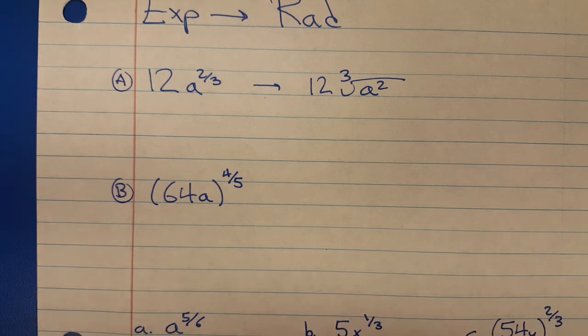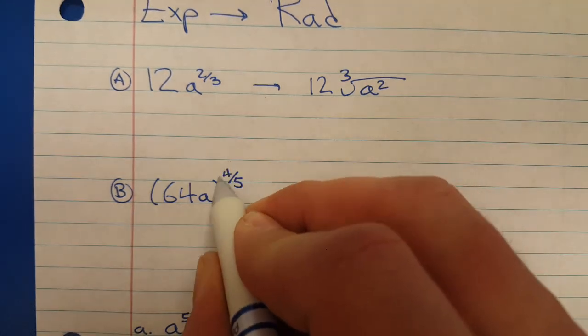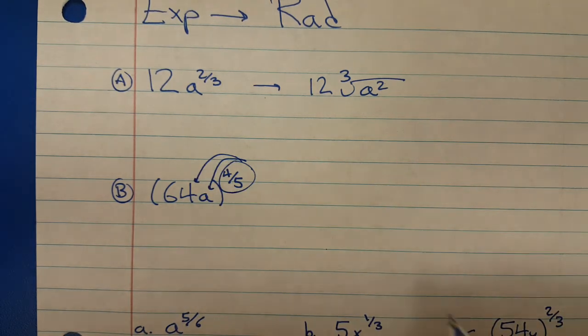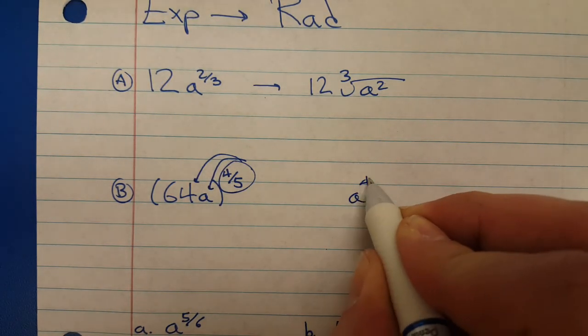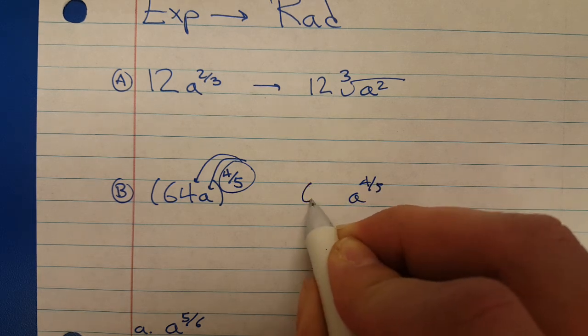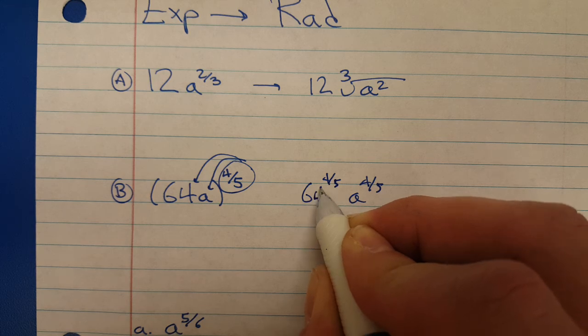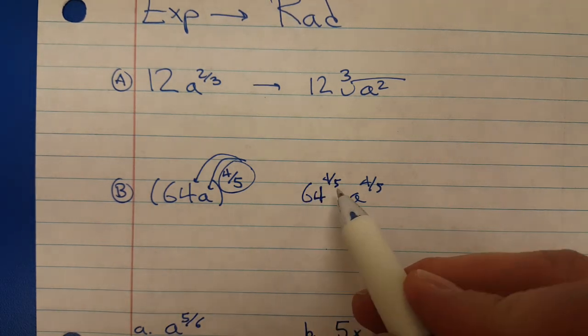64a to the 4/5. Now you're really not going to like me here on this one. You have to treat it like a frying pan, okay? So 4/5 is going to multiply this, and 4/5 is going to multiply that. So that means we have a to the 4/5, and then we have a 64 to the 4/5. Now you're really not going to like me here. Okay, 64 actually does not have a fifth root.